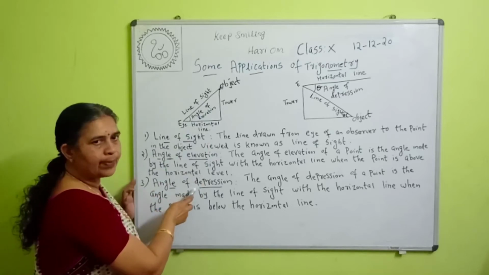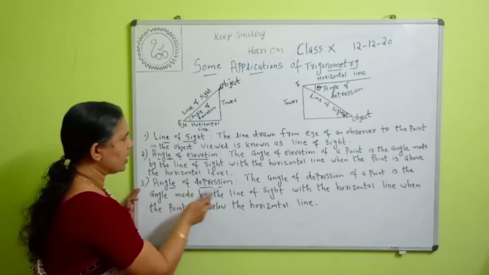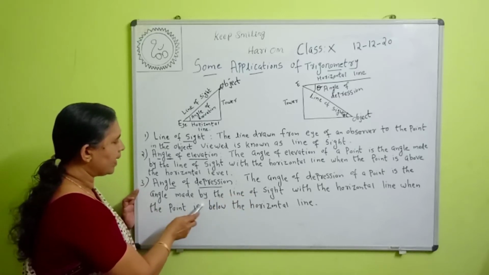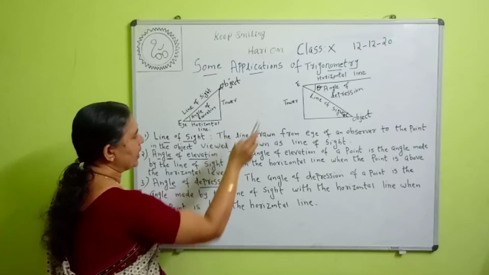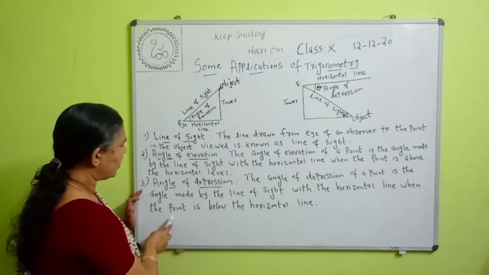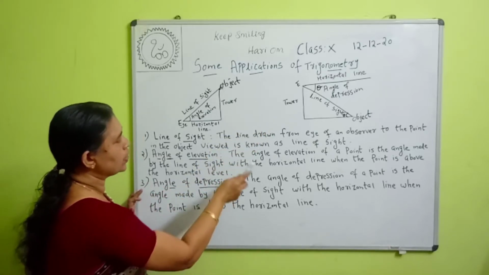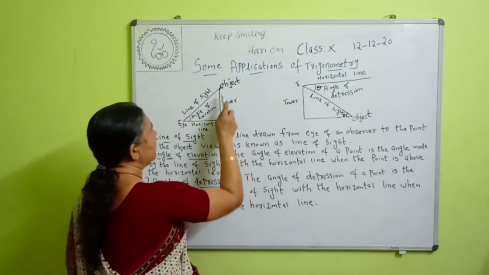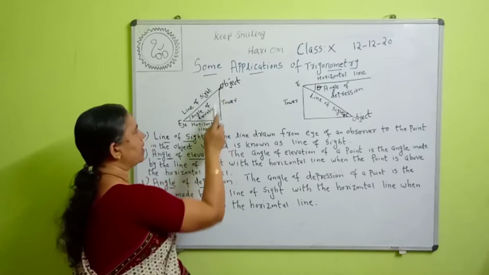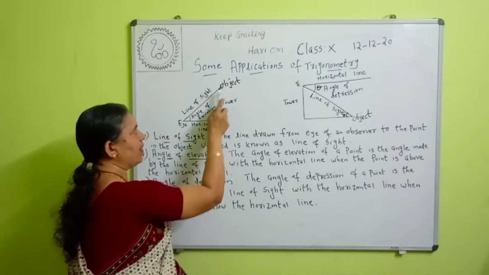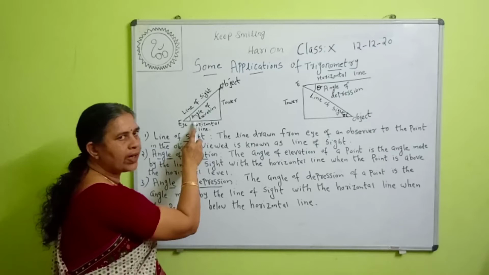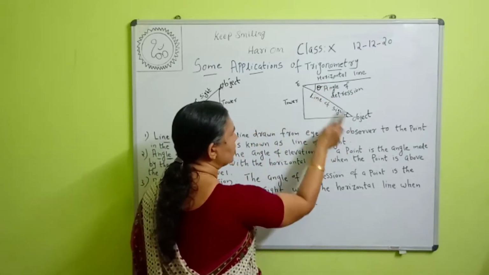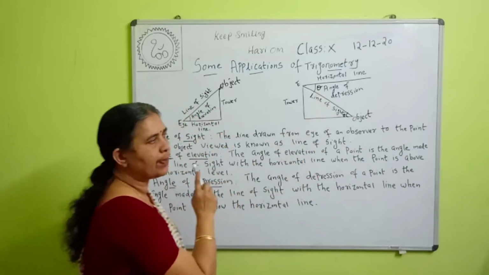Then what is angle of depression? The angle of depression of a point is the angle made by the line of sight with the horizontal line when the point is below the horizontal line. Here the object is above the horizontal level, so we name it angle of elevation. Here the object is below the horizontal level, so this is called the angle of depression.